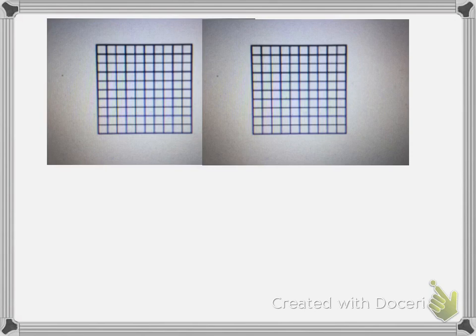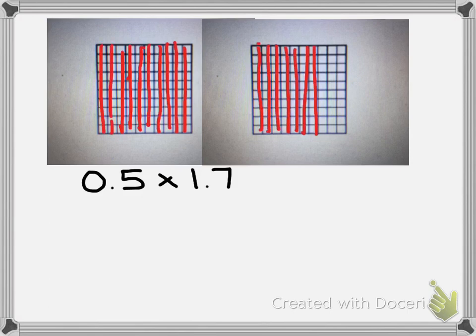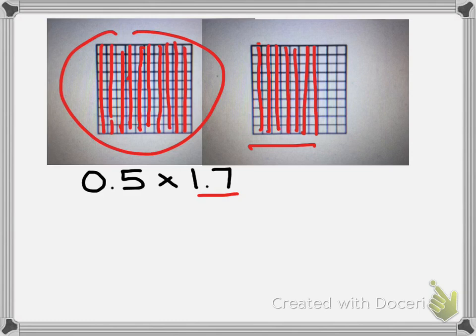Okay, for this problem, let's do half or 5/10 of 1 and 7/10. So the first thing you need to do is model that 1 and 7/10. Go ahead and pause it and do it now. Okay, there it is. Hopefully you modeled 1 and 7/10 like I did. That would be one whole thing and 7/10 of another one.